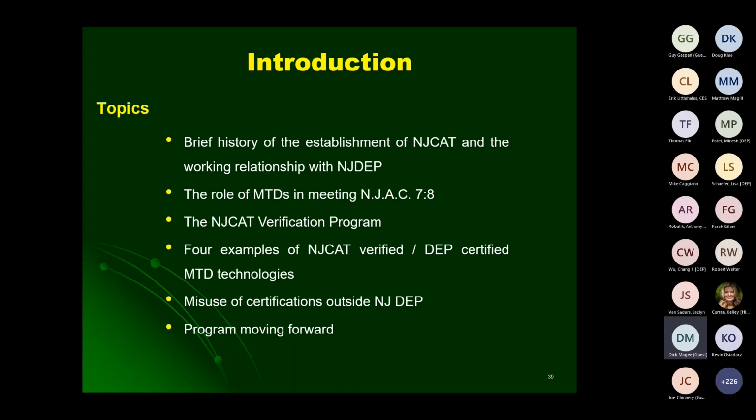There are about 6 items that I'd like to discuss during this presentation. They're really designed to, first of all, give you a history of the program, describe the current status, give you some idea of future directions, but probably most importantly is give you some cautionary advice. And you'll see that's the next to last bullet. And it's misuse of certifications outside of NJDEP. But I also want you to be careful not to get caught up in the misuse of the certifications. Next slide.